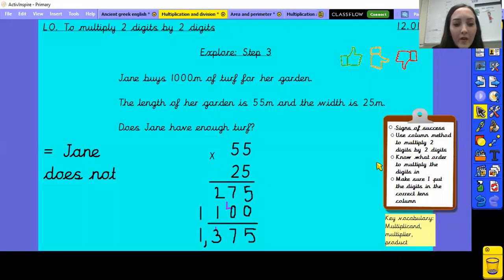Okay, so for those of you that completed that calculation, your answer should have been 1,375 metres. So to answer our question, solve our problem, Jane does not have enough turf because she's ordered 1,000 metres and her garden needs 1,375 metres. So well done if you got that correct.